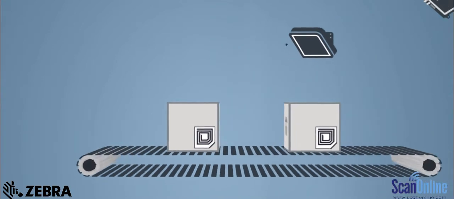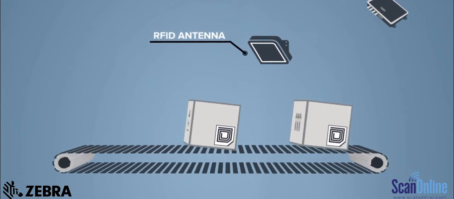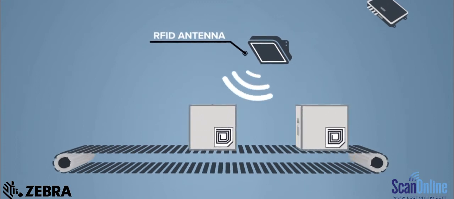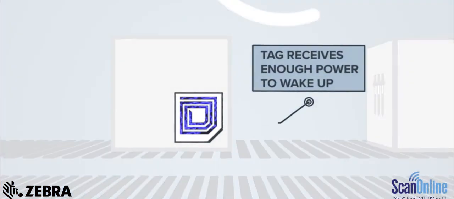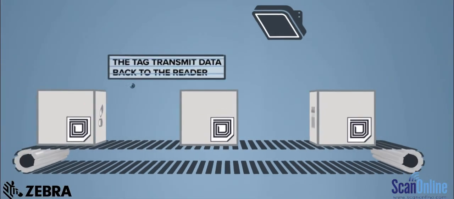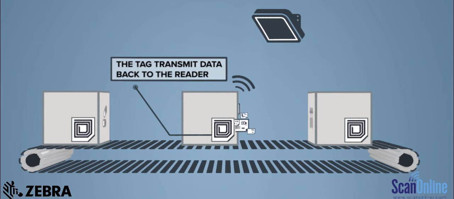To read the tag, the RFID reader transmits power through its antenna. Any tag within the antenna's read range receives enough power to wake them up so that they are visible to the system. Then, the tags transmit data back to the reader.